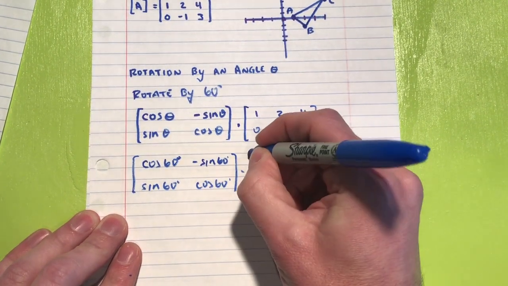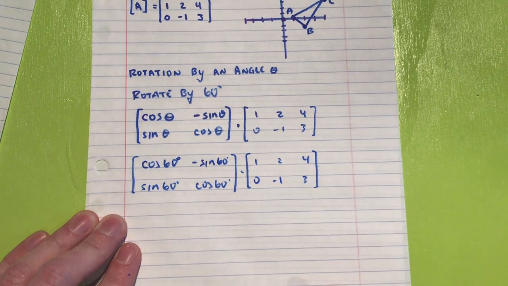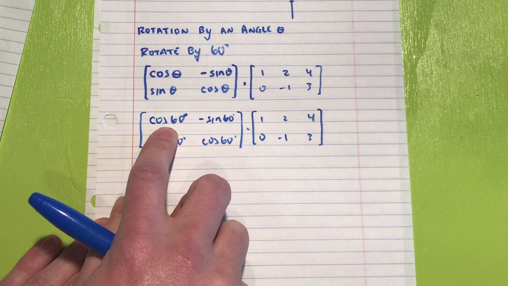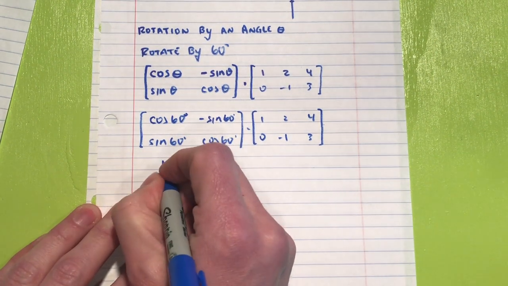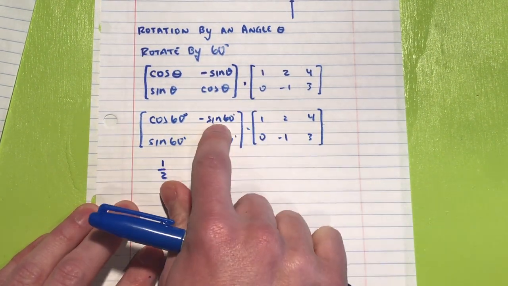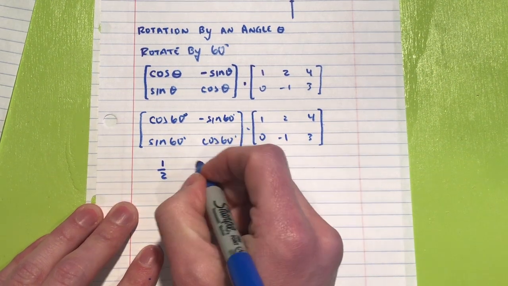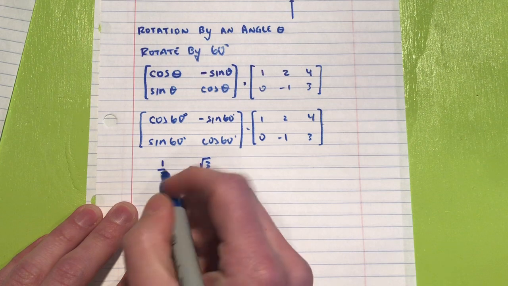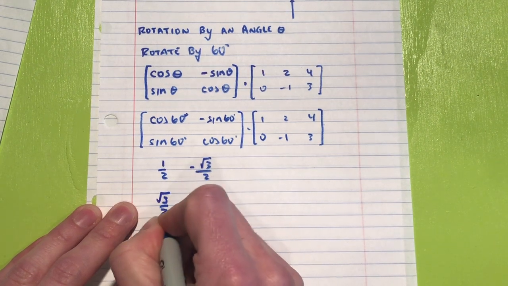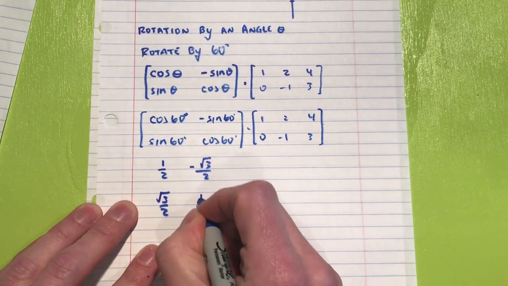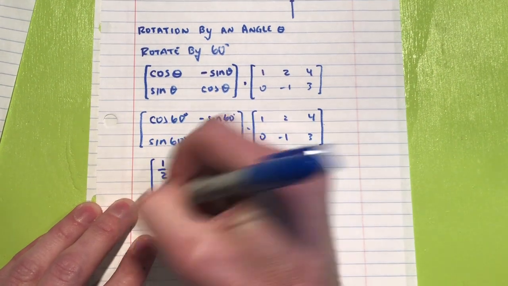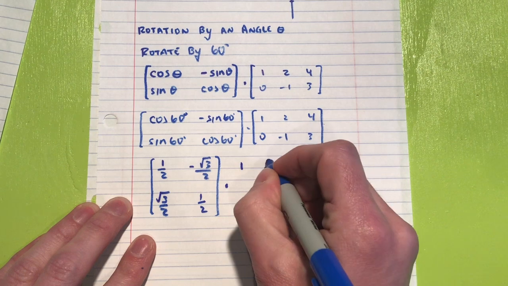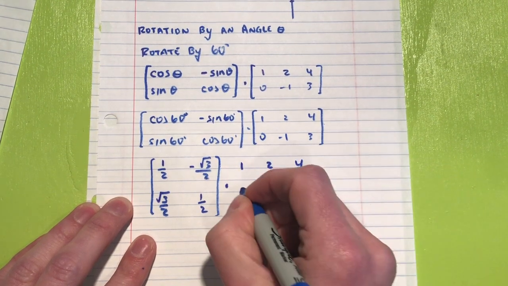I'm going to substitute with our known values of the unit circle. Cosine of 60 is 1/2. Sine of 60 is root 3 over 2, so that is negative root 3 over 2. Sine of 60 is, again, root 3 over 2. Cosine of 60 is, again, 1/2. So this becomes our rotation matrix, and we multiply by our coordinate matrix.